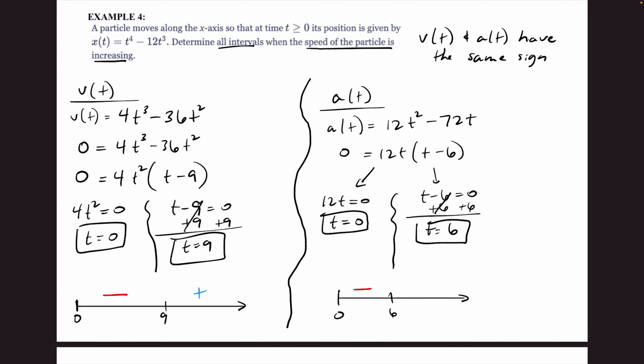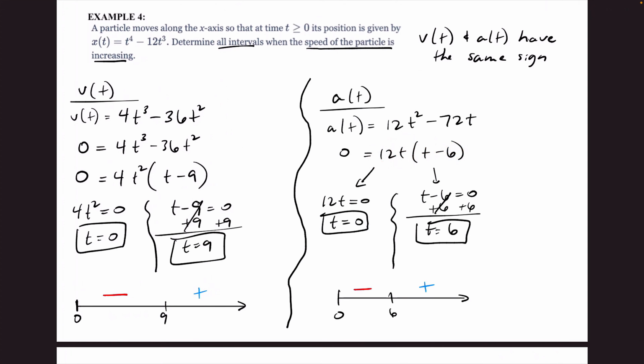After 6, 7. 7 times 12 is positive. 7 minus 6 is also positive. So if you multiply a positive times a positive, you're always going to get a positive.